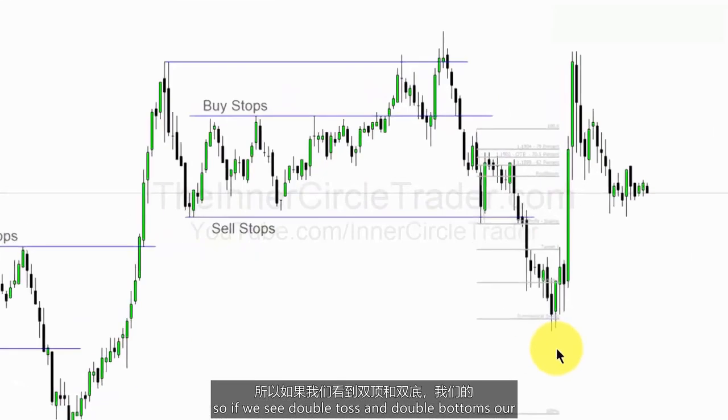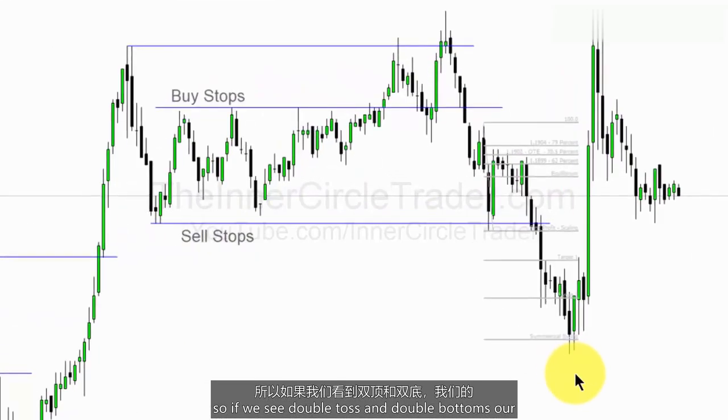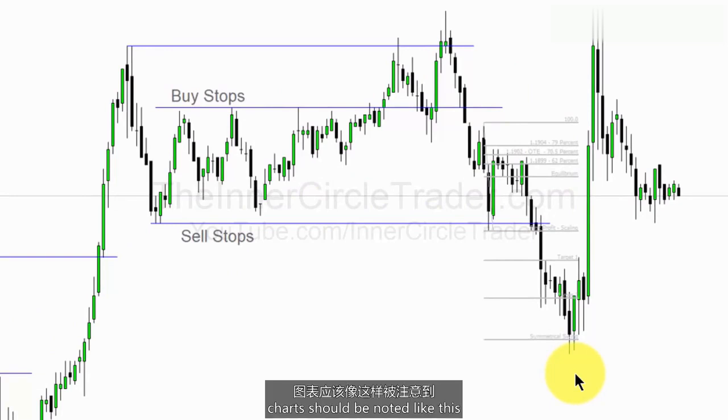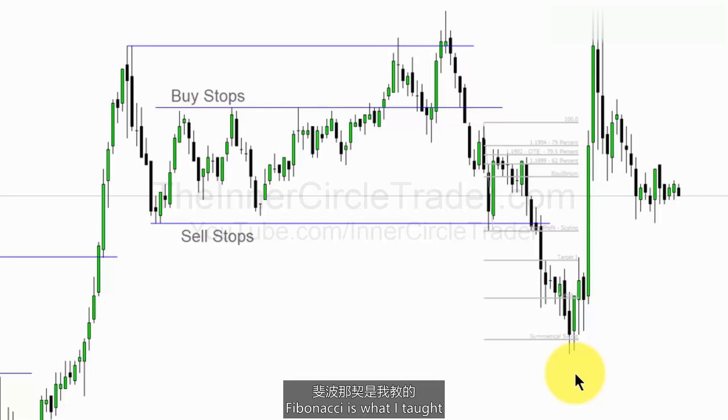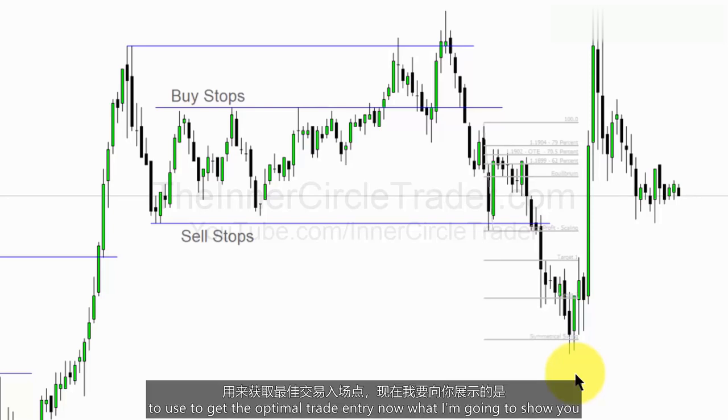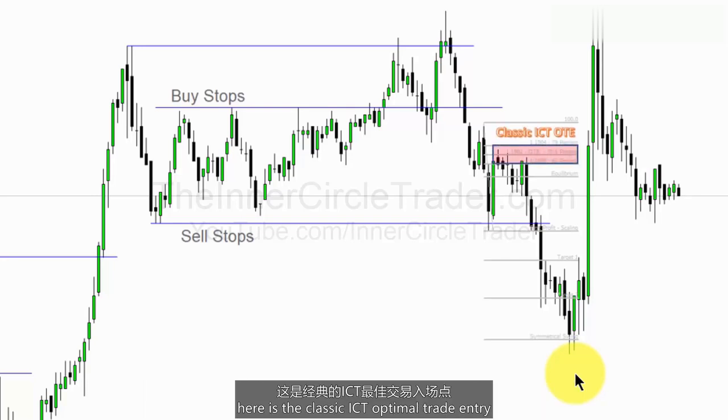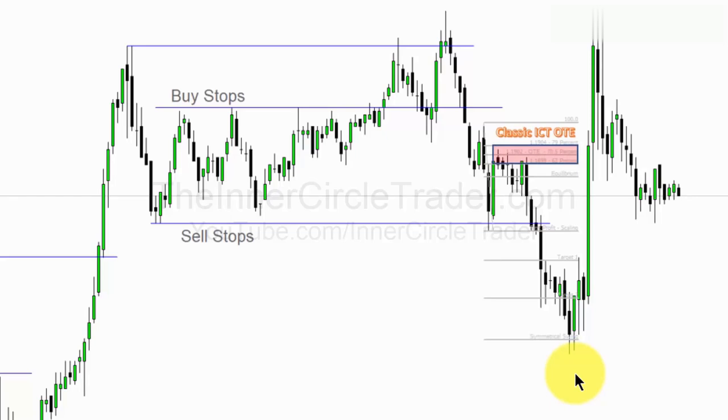So if we see double tops and double bottoms, our chart should be noted like this. Notice there is an absence of any kind of indicator except for now the application of a Fibonacci. The Fibonacci is what I taught to use to get the optimal trade entry. Now, what I'm going to show you here is the classic ICT optimal trade entry: 62 to 79% retracement level, get short, look for an objective going lower.